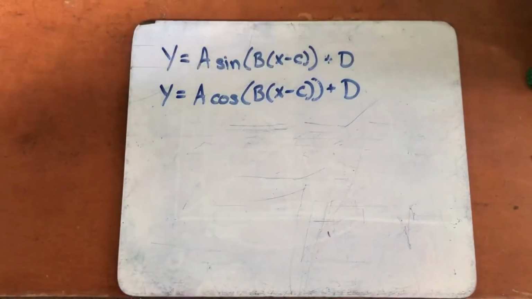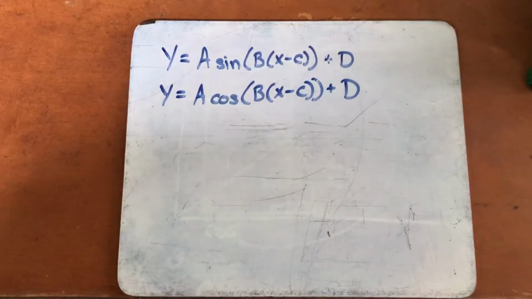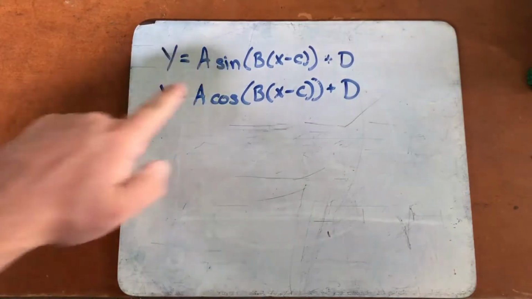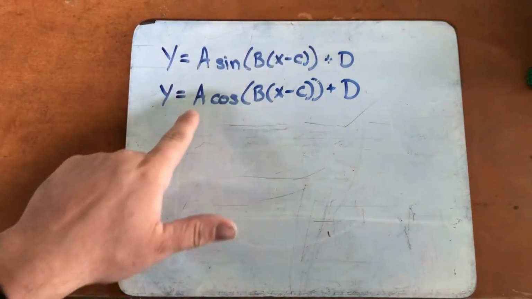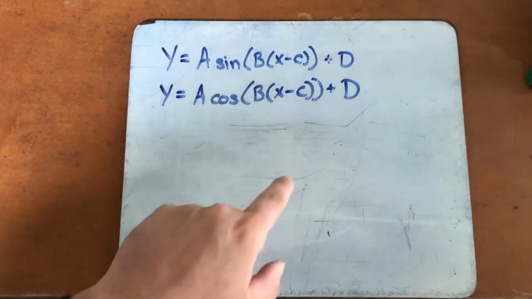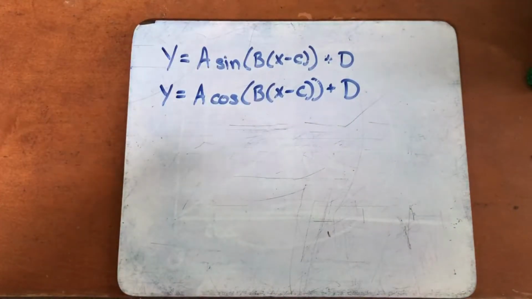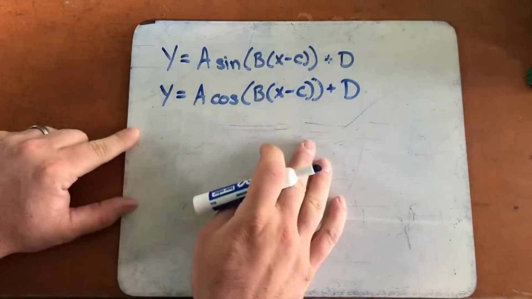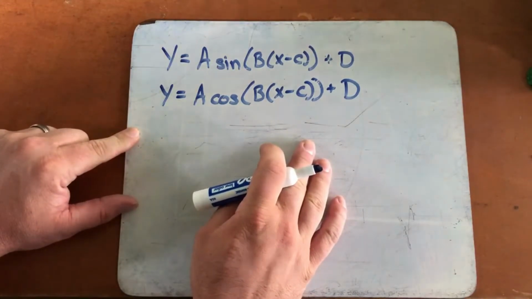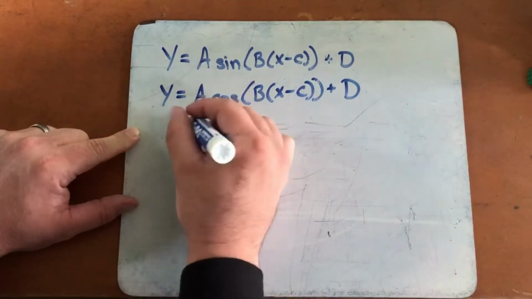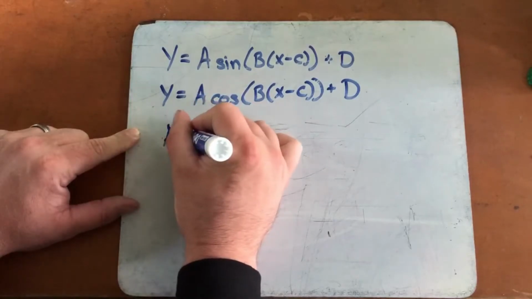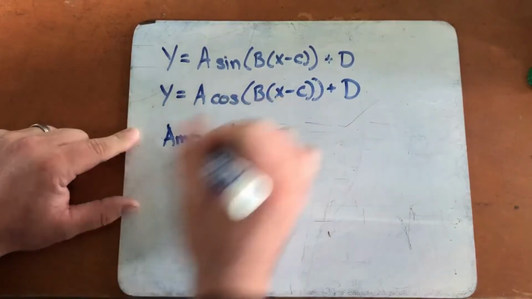These are my two equations for sine and cosine functions. Notice that they're basically the exact same thing. The only thing different is the word that's written right here, sine versus cosine. A's in the same place, B's in the same place, C's in the same place, D's in the same place, and they all mean the same thing. So let's look at how this gives me my information. For instance, letter A is my amplitude.